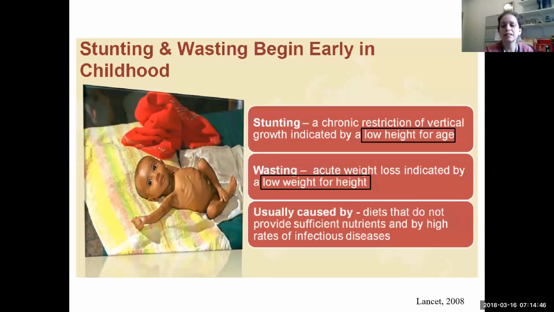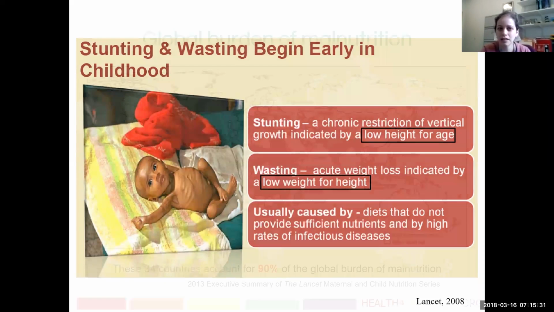So we see this most, although we see it across the lifespan, in early childhood, and we see stunting, which is really a focus on low height for age. We're going to go over this multiple times because I think this is the important takeaway. But if it's too elementary for you guys, please let me know. So this is due to chronic malnutrition, a chronic restriction of vertical growth indicated by low height for age. Wasting is acute weight loss, and looking at weight for height. So stunting is short, wasting is skinny, and usually it's caused by insufficient diets, along with infectious disease that can make things worse.